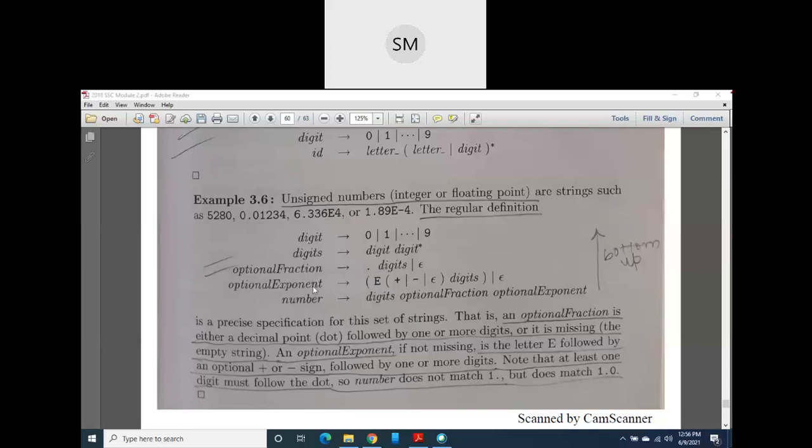Then once again, after fraction, you should consider exponential also. It is optional, not compulsory. How to write this exponential? One example they have shown here: 1 dot 89 e minus 4, 6 dot 336 e 4. Like this. This is for fraction: 0 dot, after the dot one digit is compulsory. After that, there may be any number of digits. If a fraction itself is optional, then it will be only 0 or any other number here. So this is a whole number.